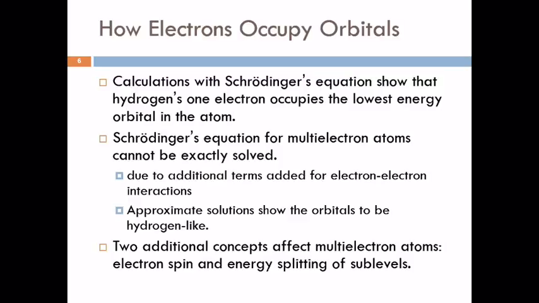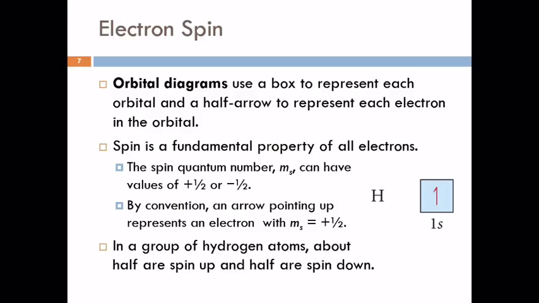But when you get more than one electron, things get complicated, and we cannot actually solve Schrodinger's equation. There are no exact solutions. We can only get approximations because we have additional terms for the electrons interacting with each other. These approximate solutions do show that the orbitals are a lot like those in hydrogen. For hydrogen, we can solve them exactly, but for other elements, it's just an approximation. So there are two things we have to consider for all the other elements, which have more than one electron: electron spin and energy splitting of the sublevels. And we'll get to that.